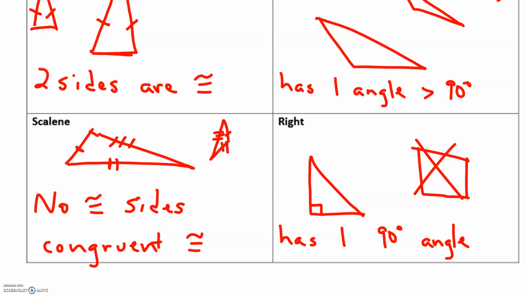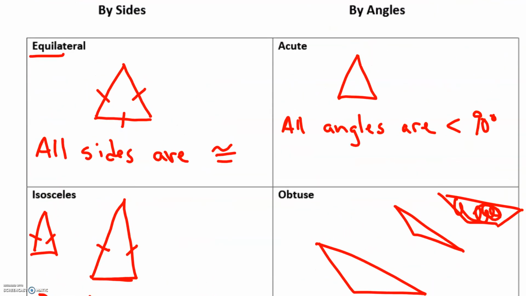We should talk about this equilateral triangle. So the equilateral triangle has all sides the same measure. But another thing that you maybe didn't know is that when you have equal sides, the angles opposite those sides are also congruent. So this angle and this angle and this angle are all the same measure. And they all are going to be 60 degrees.